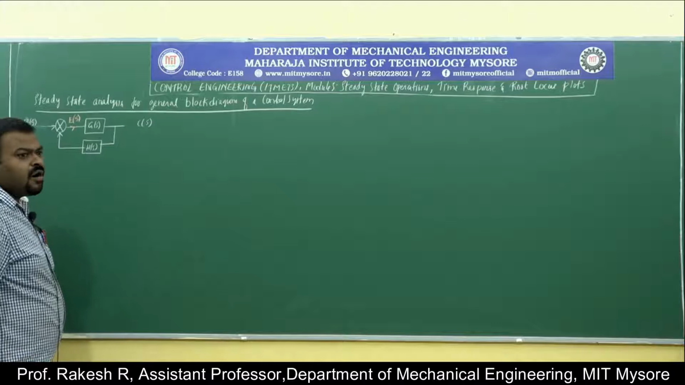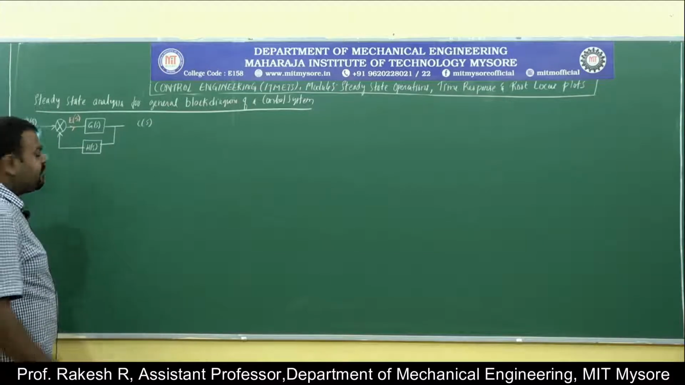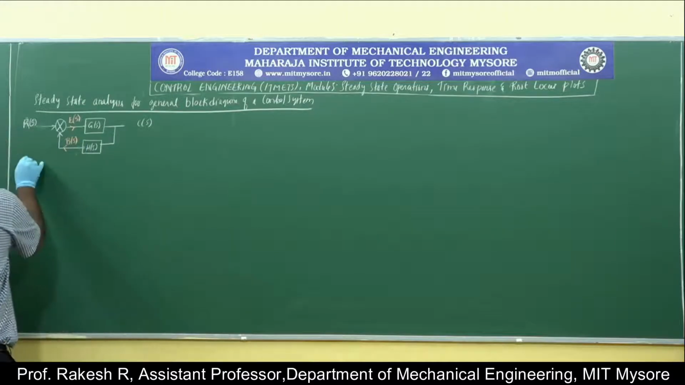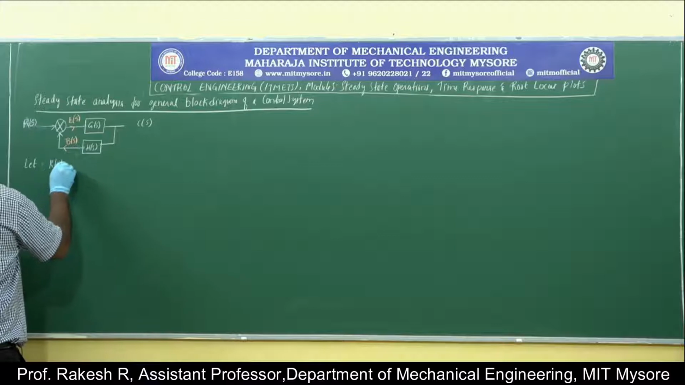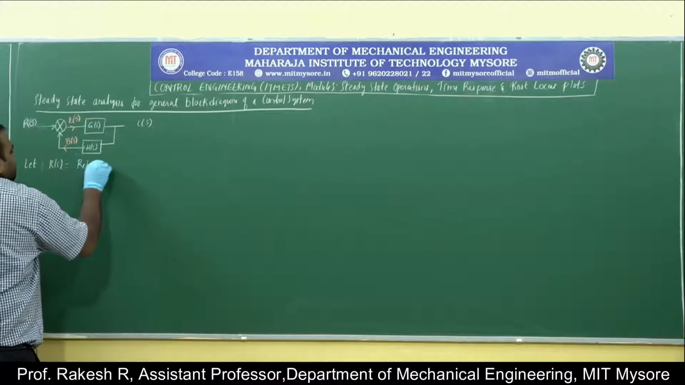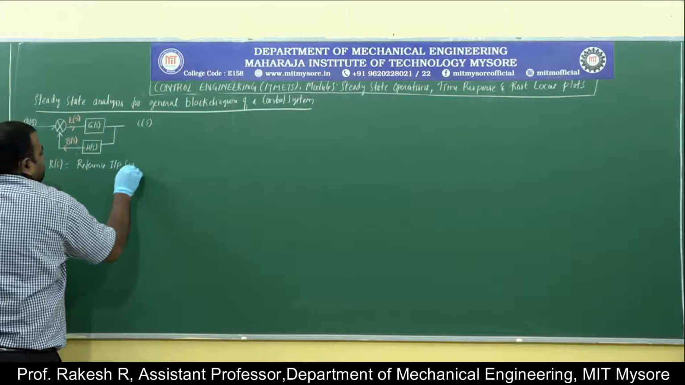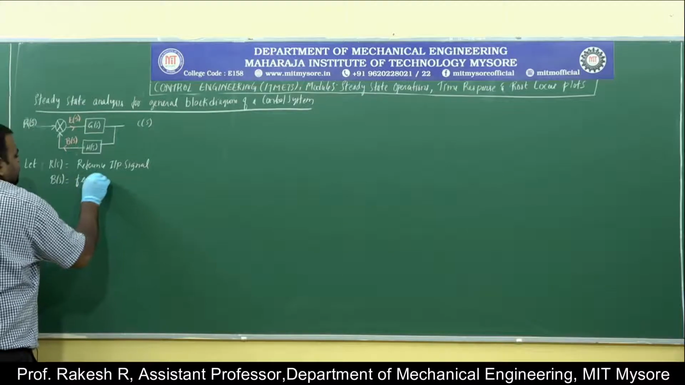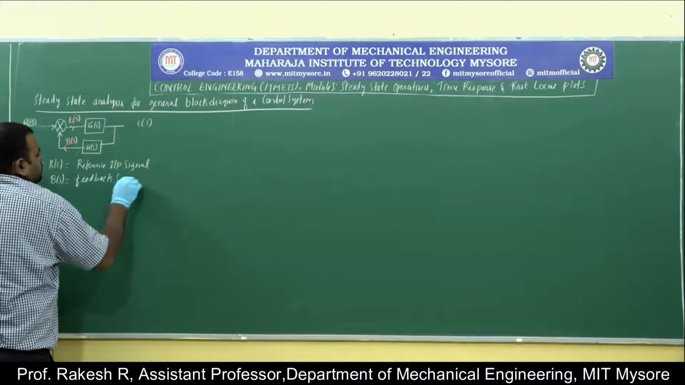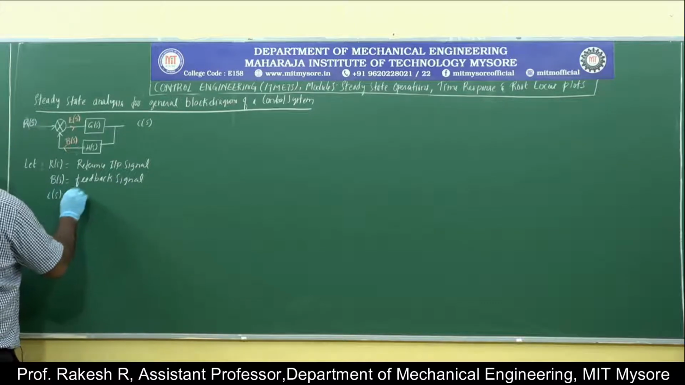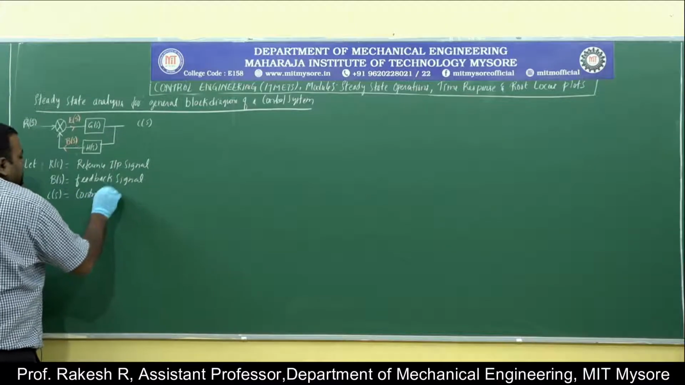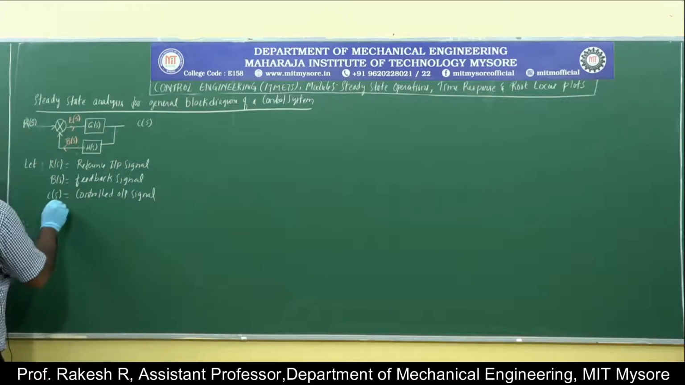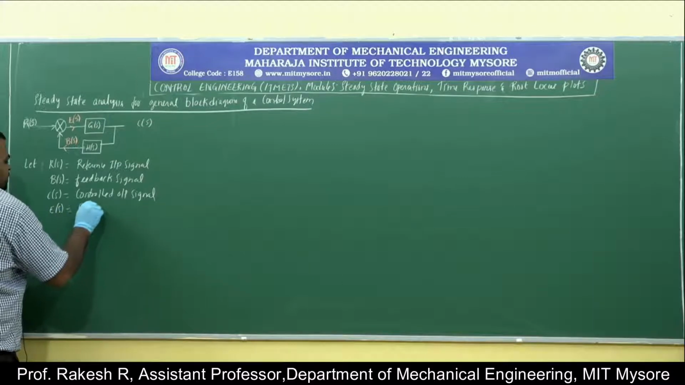It is a comparison of a reference input signal and feedback signal B of S. So let R of S be the reference input signal, B of S the feedback signal, C of S the controlled output signal, and E of S the error signal.